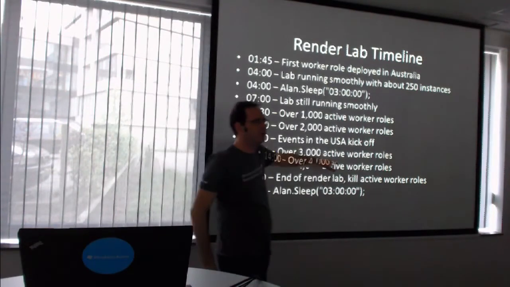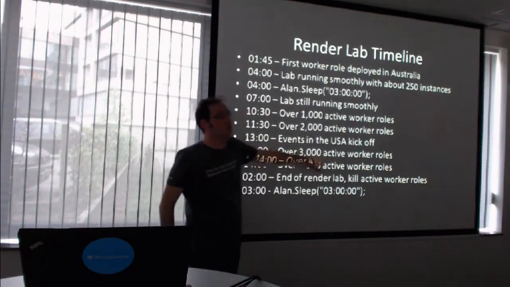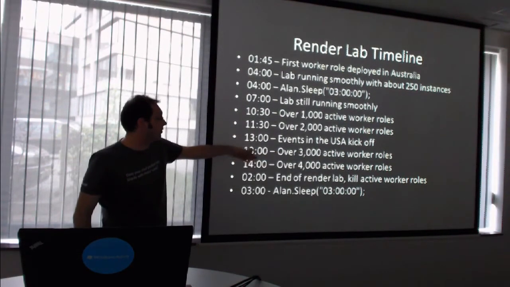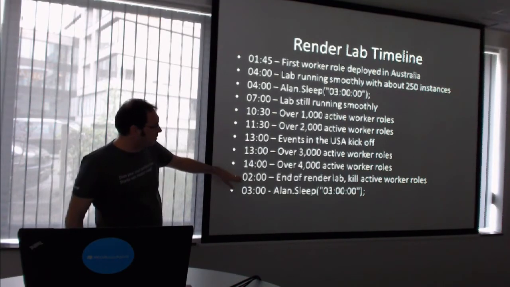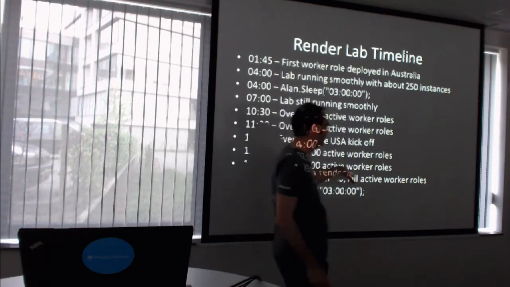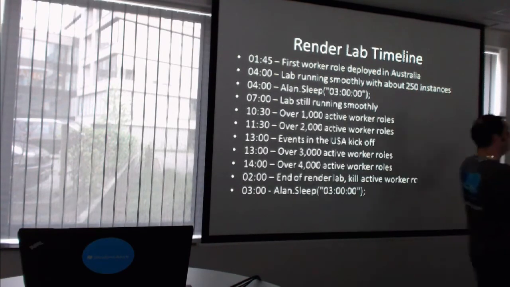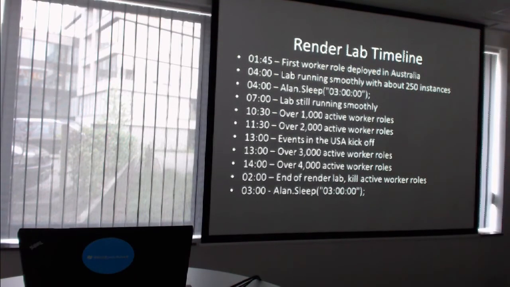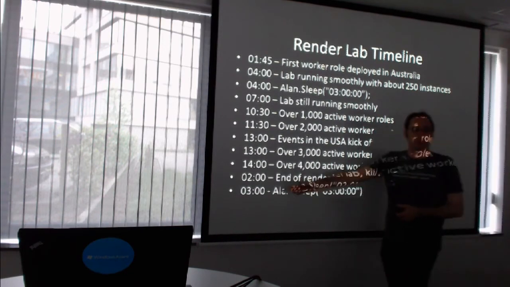We peaked and levelled off. I think at one time we had 4,700 or something. That was the maximum. 2 o'clock in the morning was when it was the end of the render lab, and I stayed up so I could kill the instances and freeze the scores as they were, and prevent the USA from rendering even more frames of the work because they had a lot of instances running. I finally got some sleep at 3 o'clock, and my daughter woke me up again at 6 o'clock.